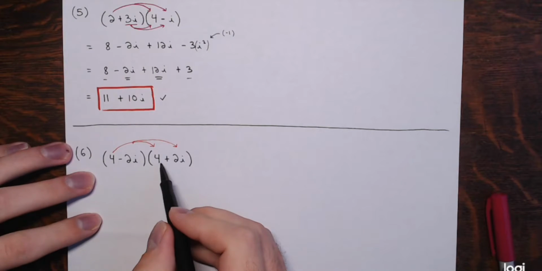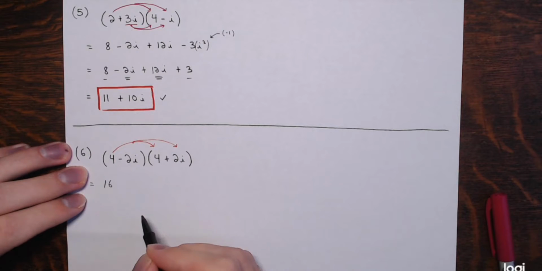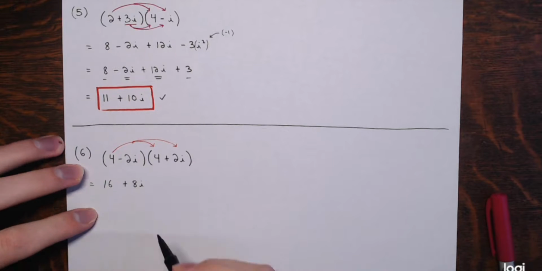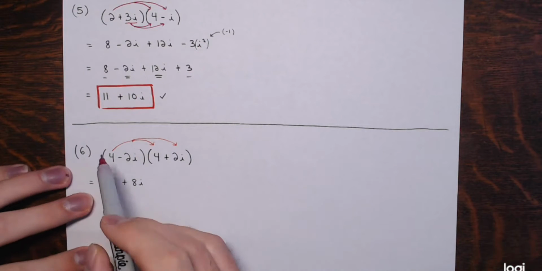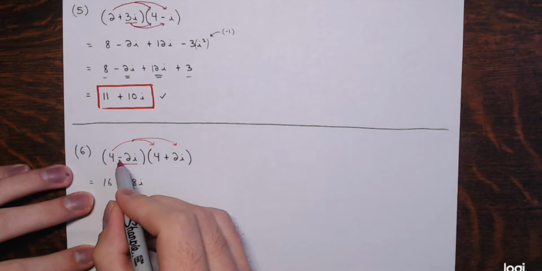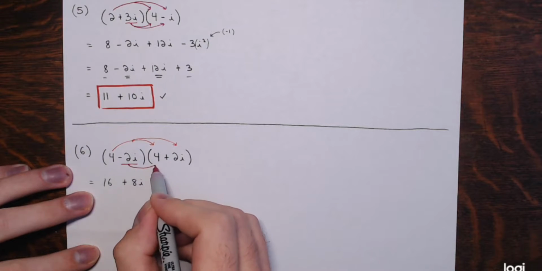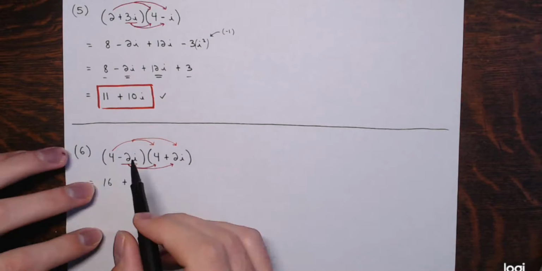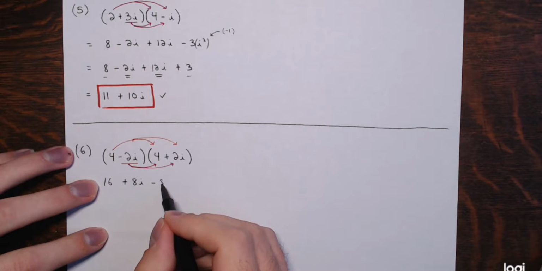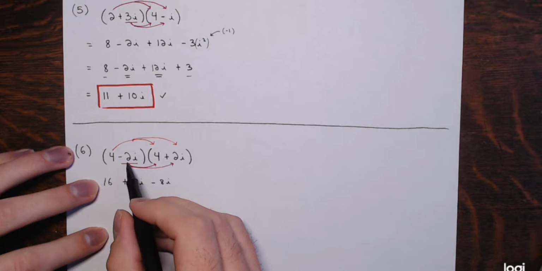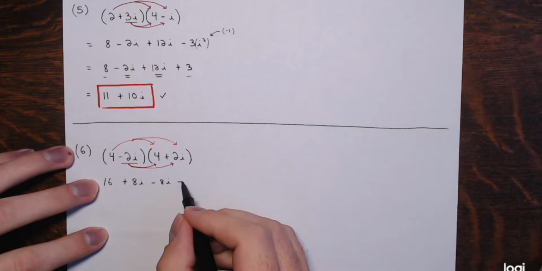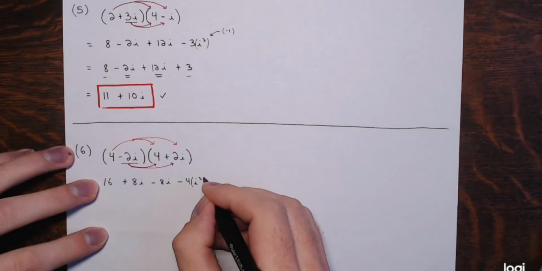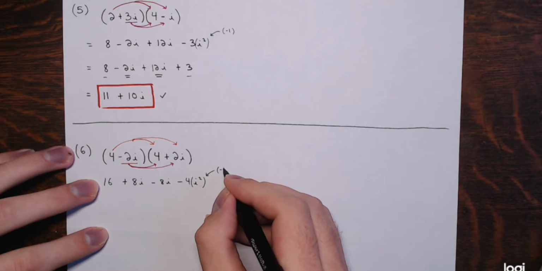So 4 times 4 is 16, and then 4 times positive 2i is positive 8i. Great. Now I'm done with the 4, and let's move over to the, don't forget the negative as part of the term, the negative 2i. And I'm distributing negative 2i. Negative 2i times 4 is negative 8i. And negative 2i times positive 2i would be negative 4i squared. But once again, don't forget, i squared is negative 1.